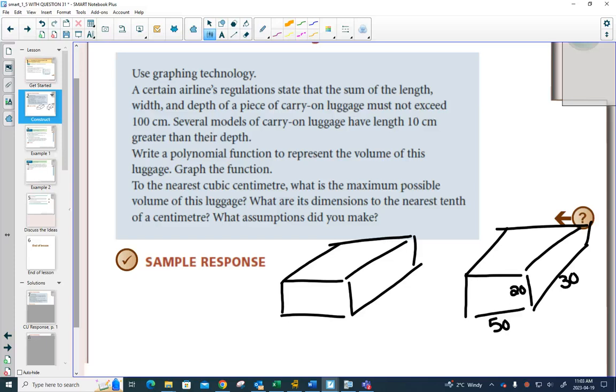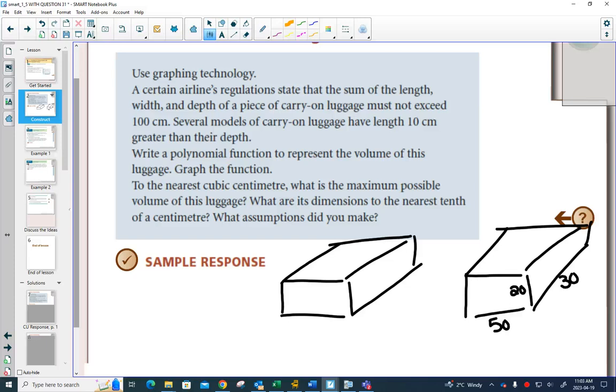Now the question is, we want to find the volume that's as big as possible. So switching around variables or switching around numbers will change the volume and make it either bigger or smaller. So now we have to introduce variables and see if we can come up with the same idea using algebra.